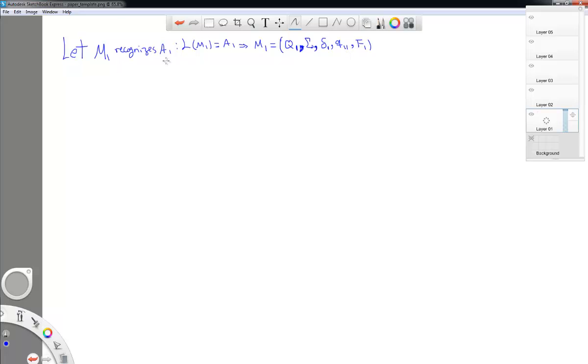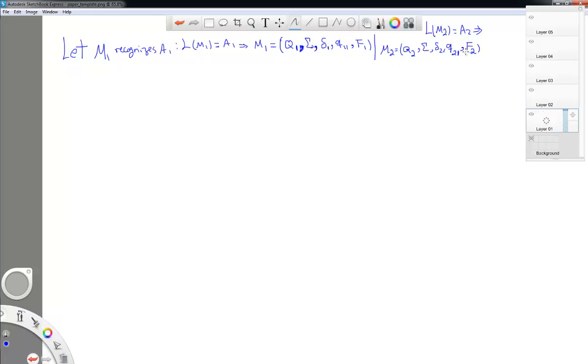Now let also L of M sub 2 be A sub 2. Then M sub 2 will be a 5-tuple as well. It will be a 5-tuple automaton that recognizes that language. Here I call this Q sub 2, sigma, and the transition function for this one I'm going to call delta sub 2. The start state for the second one, I'm going to call Q2 1. And for its set of accept states, I'm going to call it F sub 2.